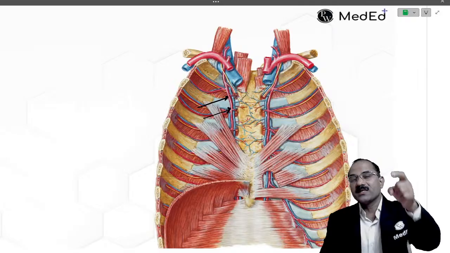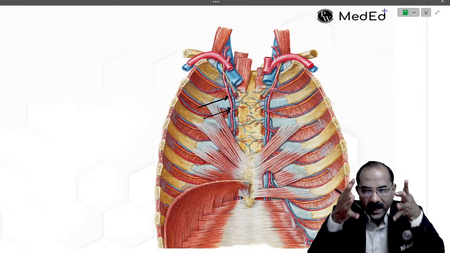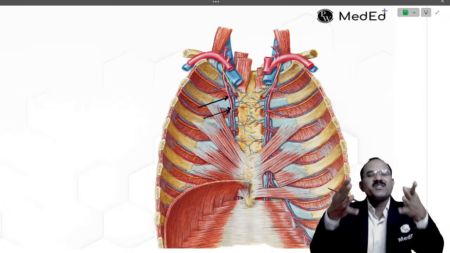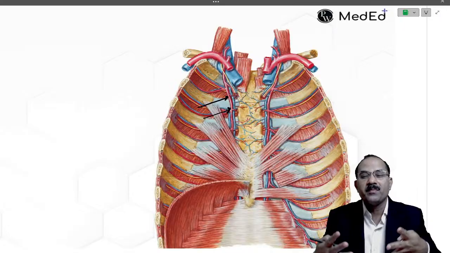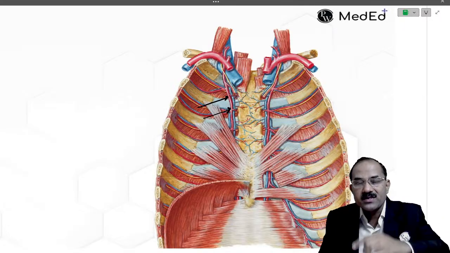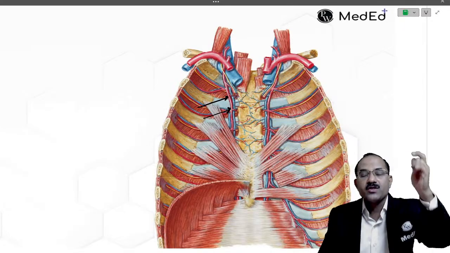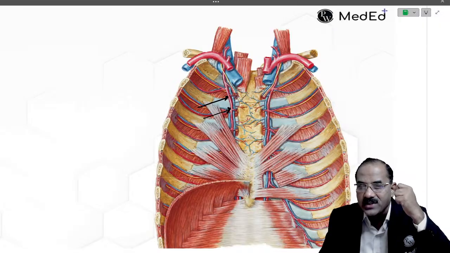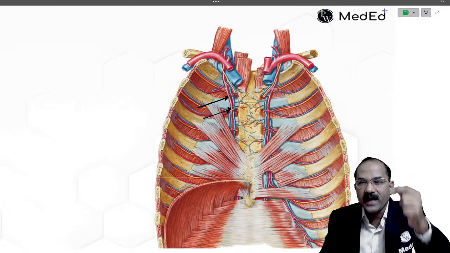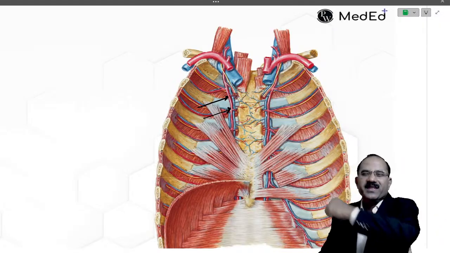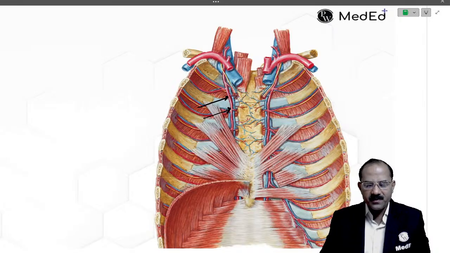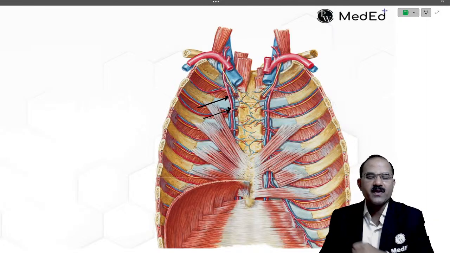You remember this internal thoracic artery was giving branches, and these branches were going to perforate the intercostal muscles, and these branches were going to supply the breast. So one of the blood supplies of the breast would be the perforating branches of internal thoracic artery. Clear? So that's the internal thoracic artery.